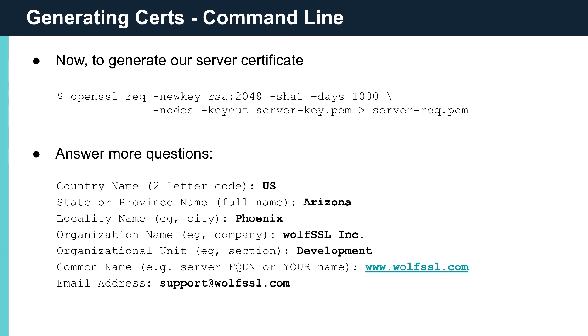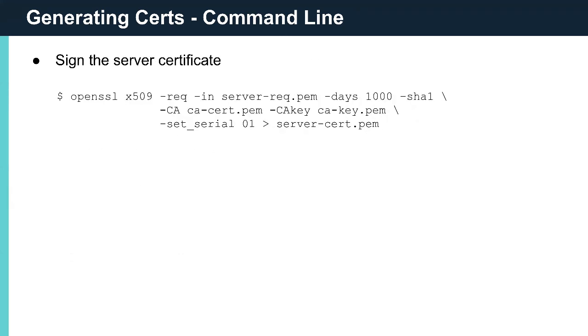Now we need to sign that CSR with our CA certificate and our CA private key. We'll do that using the openssl x509 command. You can see we're inputting that CSR file, server-req.pem. We want this new certificate file to be valid for 1,000 days using SHA-1. The CA that we'll be using is ca-cert.pem. The CA's key is ca-key.pem. We're going to set the serial number to 1 and output that into server-cert.pem.